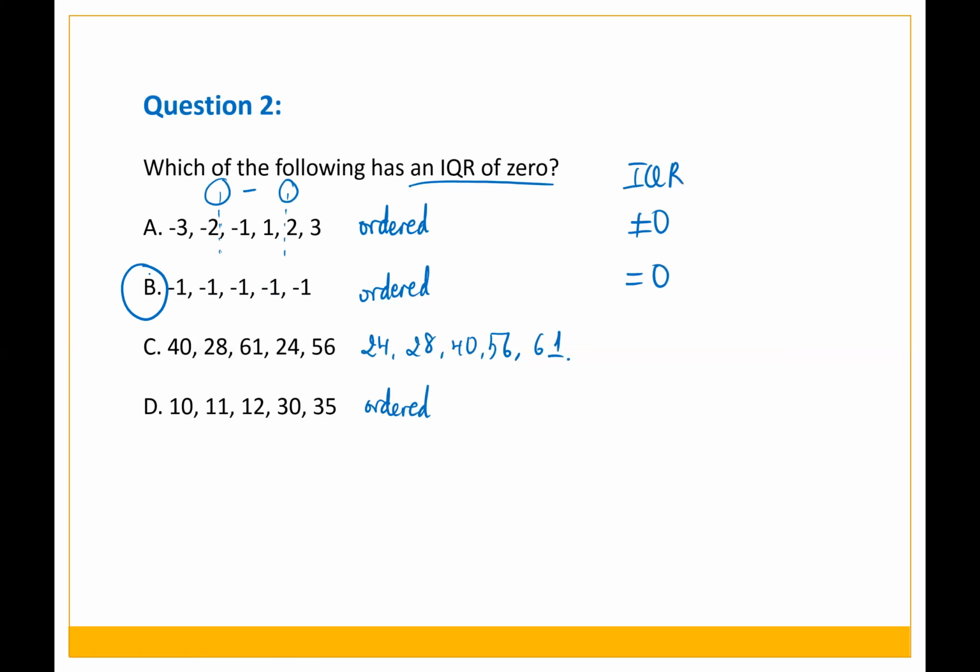That's our answer. Now let's look at the rest. This one is Q3, this one is Q1, and so the IQR here is 28. And then the last one, this is Q1, this is Q3, so this one's going to be 19. So yeah, B is our answer. Pretty easy, right? It's not that much calculation at all. As long as you understand what we're trying to find, then you'll be good.